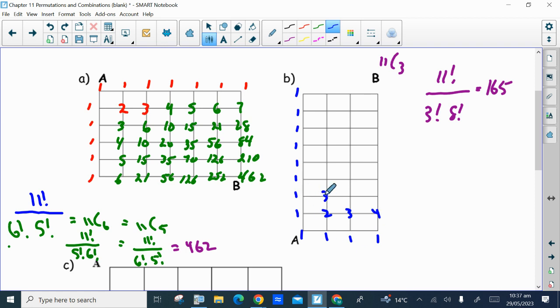1 plus 2 gives us 3. 3 plus 3 is 6. 6 plus 4 is 10. 1 plus 3 is 4. 4 plus 6 is 10. 10 plus 10 is 20. 1 and 4 is 5. 5 and 10 is 15. 20 and 15 is 35. 1 plus 5 is 6. 6 and 15 is 21. 21 and 35 is 56. And we'll continue.